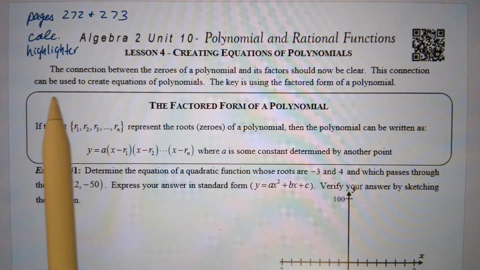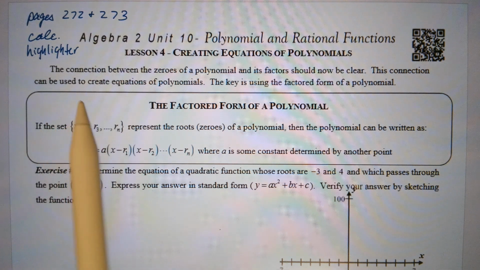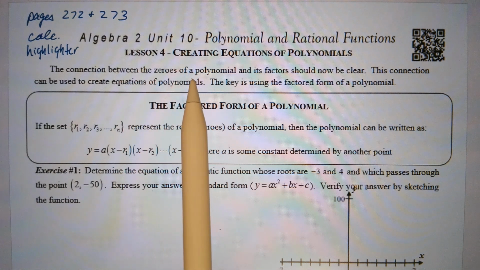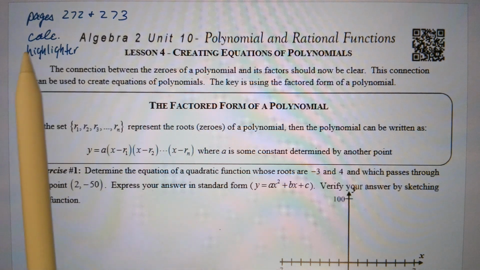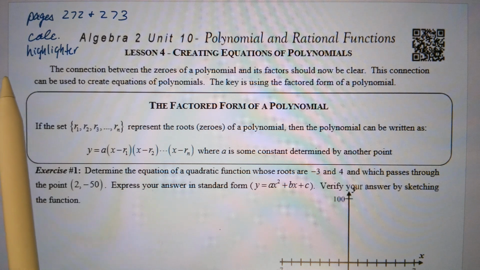Today's lesson is on pages 272 and 273, Unit 10, Lesson 4, Creating Equations of Polynomials. You want to have your graphing calculator and a highlighter.